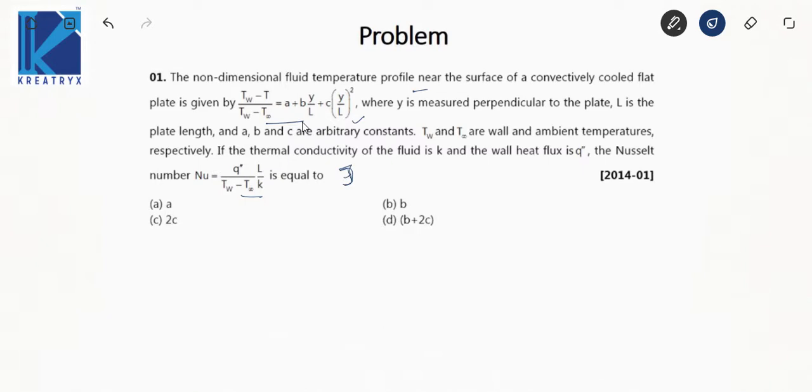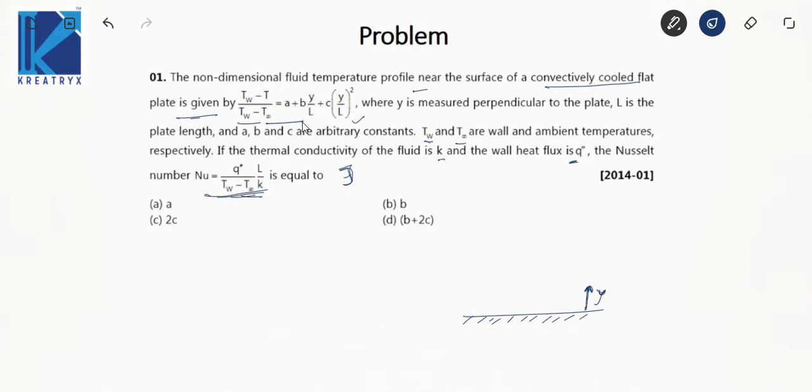The non-dimensional fluid temperature profile near the surface of a convectively cooled flat plate is given by this equation, where y is measured perpendicular to the plate. This is the plate, and this is the perpendicular distance measured as y, which has also been included in this equation. L is the plate length, A, B, C are constants, T_w is wall temperature, and T infinity is ambient temperature. Thermal conductivity is k, and wall heat flux is q double dash. The Nusselt number, some equation is given, is equal to.